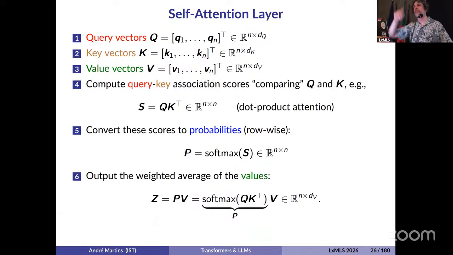So the similarity is in this step, right? This is where we are doing all the dot products between queries and keys. So it results in a matrix n by n because we are comparing every word with every other word.